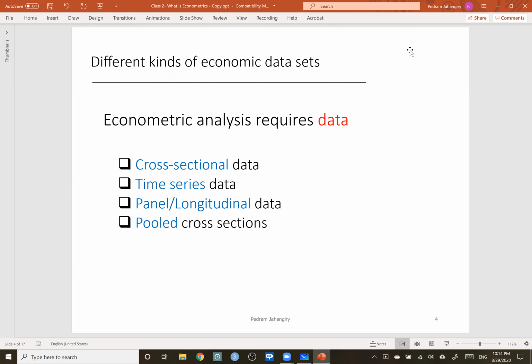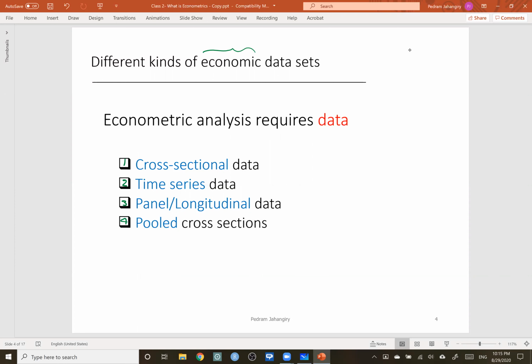All right, now let's talk about different kinds of economic data sets. And again, guys, the reason I'm using economics is because the textbook says economics, but you can apply it to anything, to any major, to any field, medicine, anything. In general, we have four types of data sets. If you have taken statistics, you're already familiar with them, but let me quickly refresh your memory. We have cross-section, time series, panel, or sometimes we call it longitudinal, and then pooled cross-section.